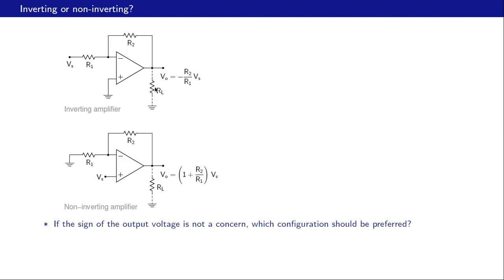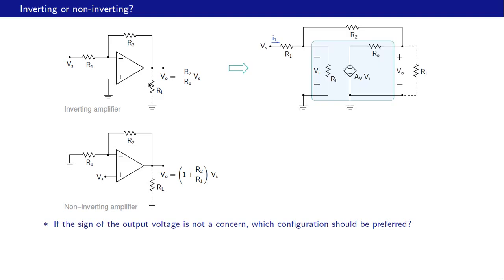Let us now replace the op amp with its equivalent circuit, like that. We have the input resistance of the op amp appearing between the non-inverting and inverting input terminals. Then we have the voltage controlled voltage source, which represents the gain of the op amp, and then we have the output resistance of the op amp. Our interest is to find the input resistance as seen by this voltage source Vs. And what is that? That is Vs divided by I1.